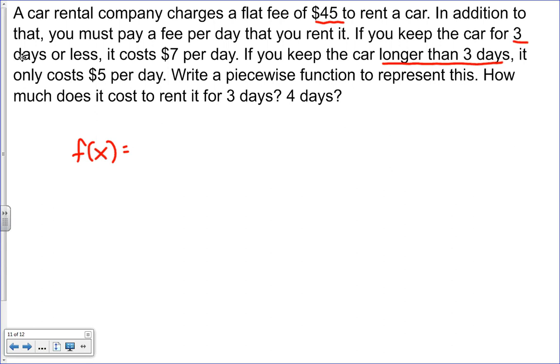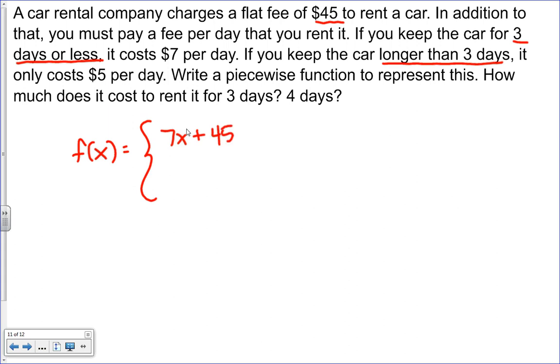Those two scenarios mean I have to have a piecewise function. So we're going to write it for each scenario. First one we're going to do is for if you have your car for 3 days or less. If you have it for 3 days or less, there is a flat fee of $45. Okay, so that is your constant that does not change. However, you will pay $7 per day. So we have to do 7 times how many days, or our x, to figure out how much that daily cost would be. Once you do the 7x, you're going to add 45. And this would be your first part of your function.